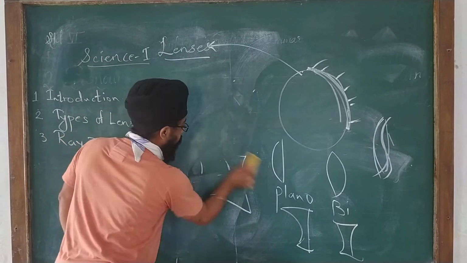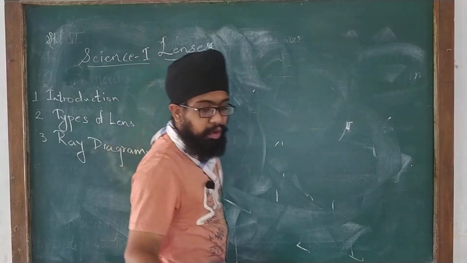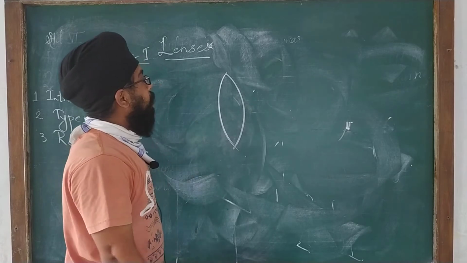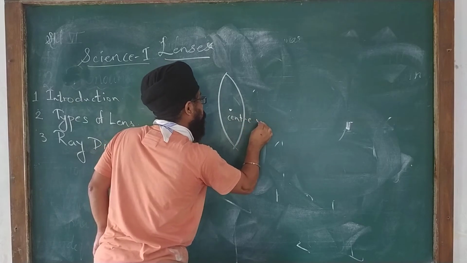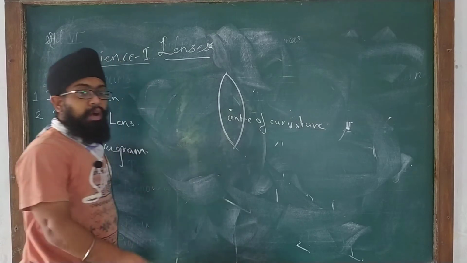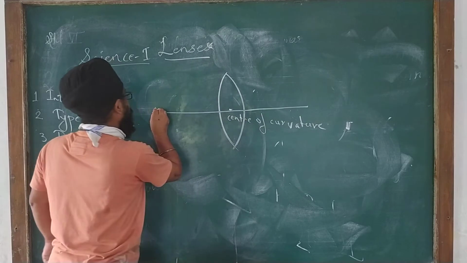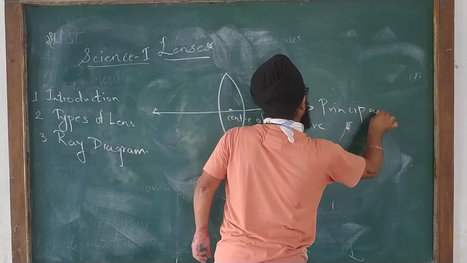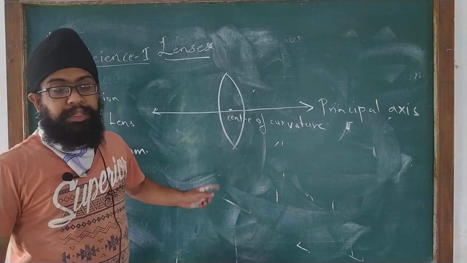Let us see now a few more concepts about the lens, that is how it is refracted and how it is not refracted. Now suppose this is a lens, correct? Its center is said to be your center of curvature. The center point is said to be your center of curvature. This straight line which is going is said to be your principal axis.